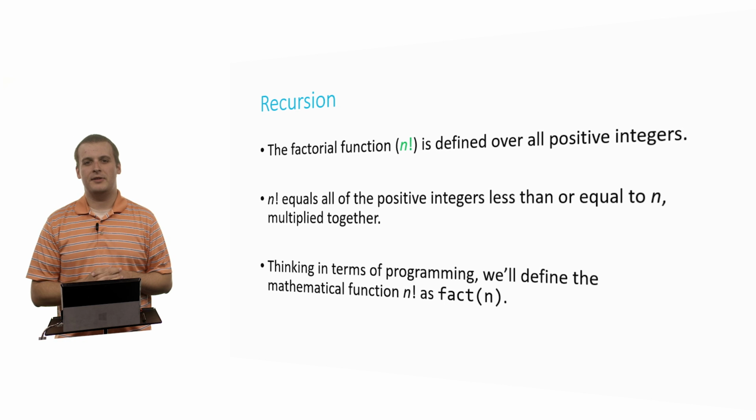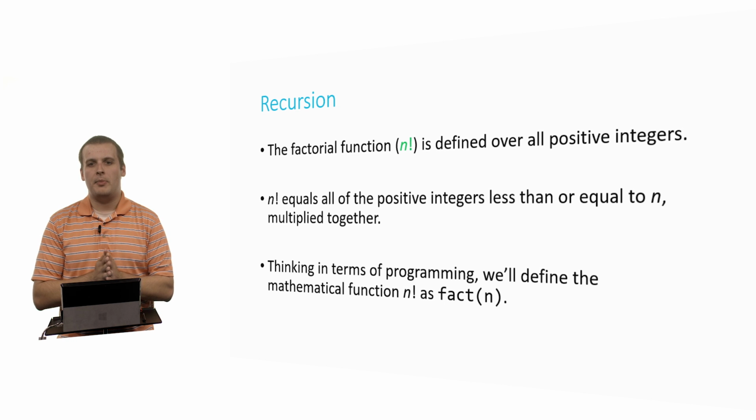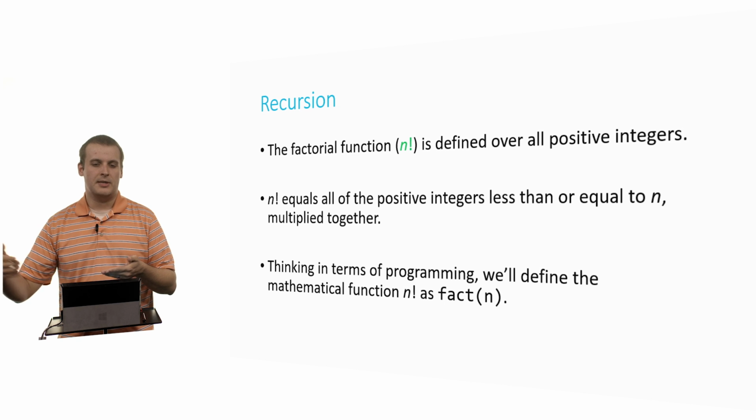Let's look at an example to see how a recursive procedure might be defined. If you're familiar with this from math class many years ago, there's something called the factorial function, usually denoted as n exclamation point, which is defined over all positive integers. The way n factorial is calculated is you multiply all of the integers less than or equal to n together. So 5 factorial is 5 times 4 times 3 times 2 times 1. And 4 factorial is 4 times 3 times 2 times 1, and so on.